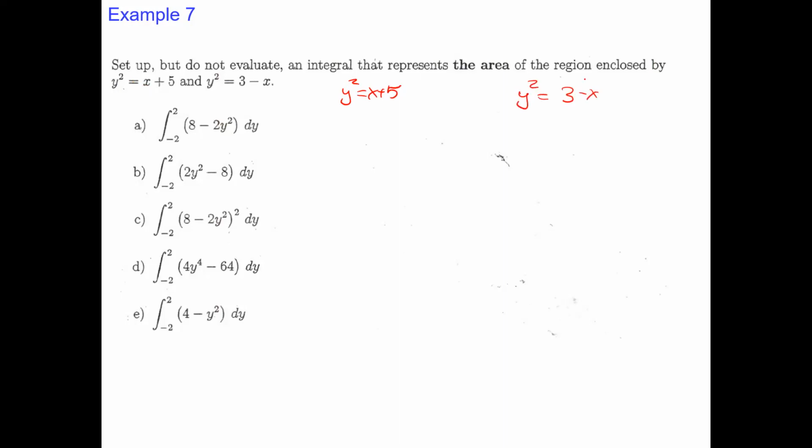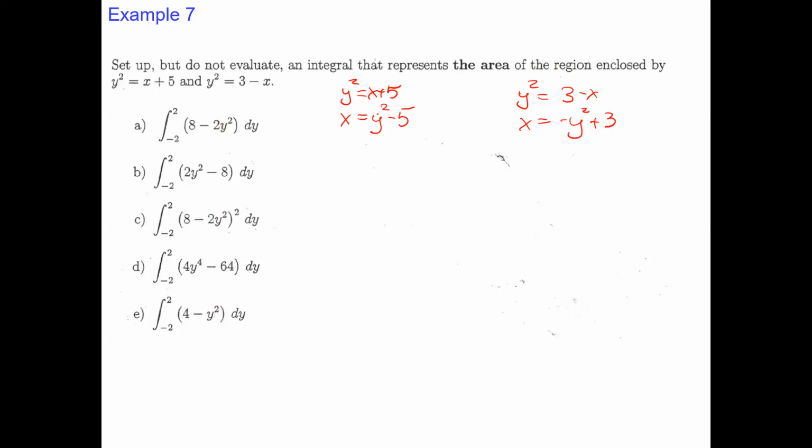We see that these are parabolas sidewise. We will integrate with respect to y, and we can see all of the options are integrals with respect to y. Let's solve this one for x. x equals y squared minus 5, and this one will be negative y squared plus 3. Am I right? Because we will add x and subtract.